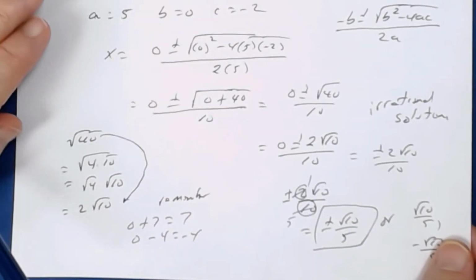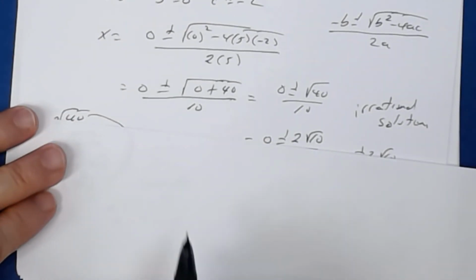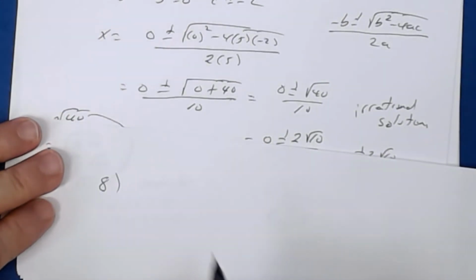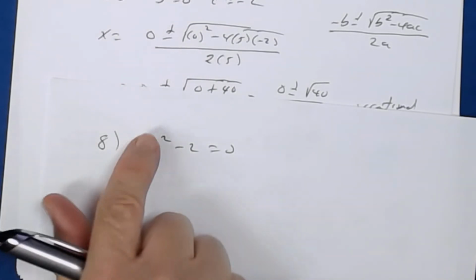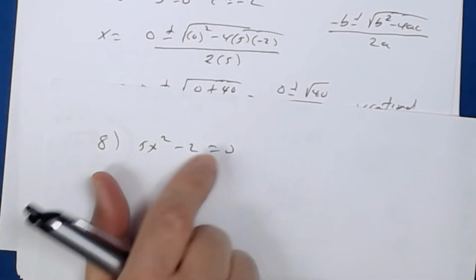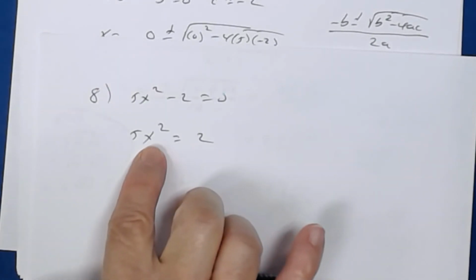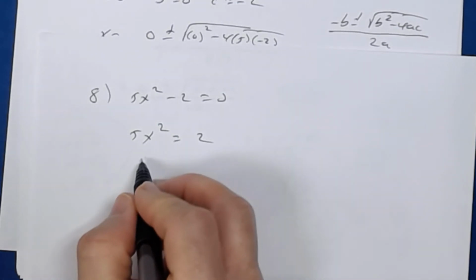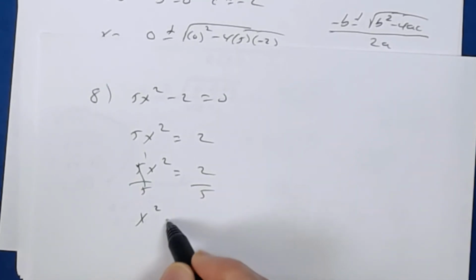All right, so we did number 8 using the quadratic formula. I want to just remind you of something real quick. Let's look at number 8 again: 5x squared minus 2 equals 0. One of the things you learned in a previous course was this. I can, if I want to, add 2 to both sides, so I get 5x squared equals 2, no big deal. And then to get x squared by itself, I divide by 5, and I get x squared equals 2/5.